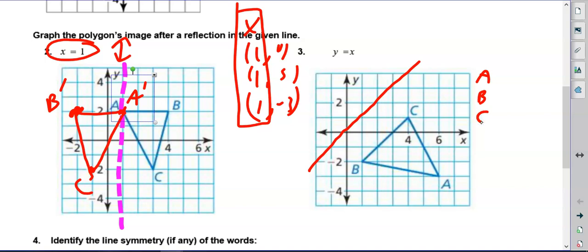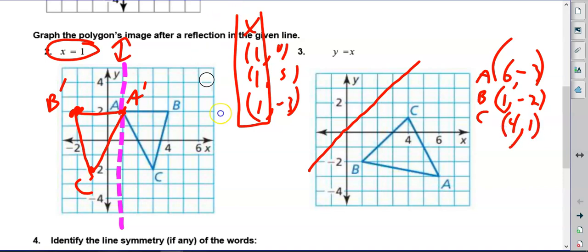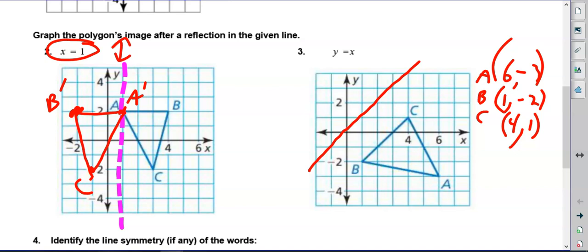So A is at 6, -3. B is at 1, -2. And C is at 4, 1. Now, unfortunately, this graph does not provide enough space because we're going to do A prime, B prime, C prime right here first. And remember, all we do is switch the x and the y. So this is going to become -3, 6, -2, 1, and 1, 4.